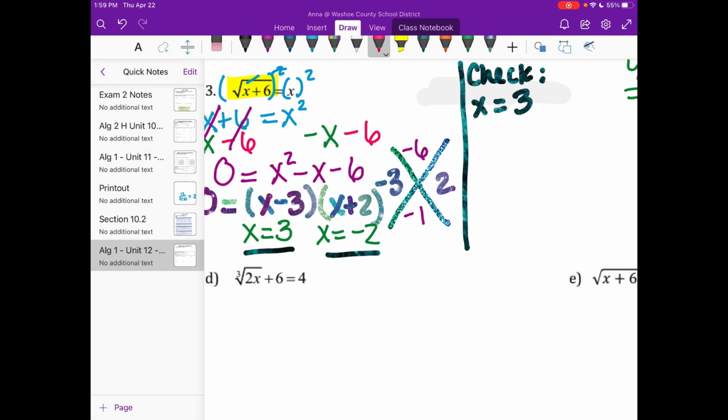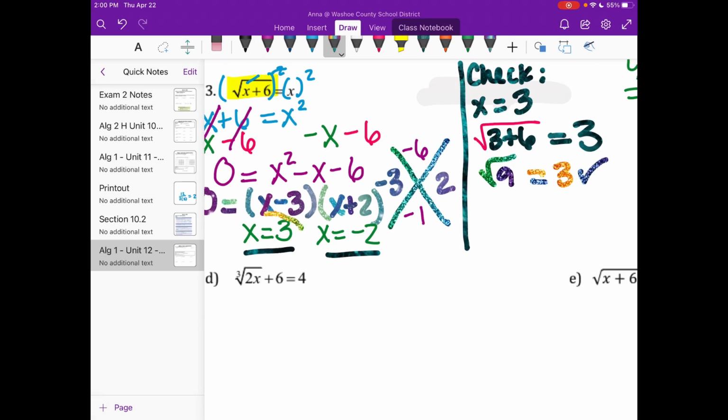Let's check x equals 3 first. So I'm going to plug in square root 3 plus 6 equals 3. So I plugged in 3 where all the x's were. Well, 3 plus 6 is 9. Is the square root of 9 3? Yes, it is. So I can go ahead and keep x equals 3 for sure. Let's check our negative 2 now.